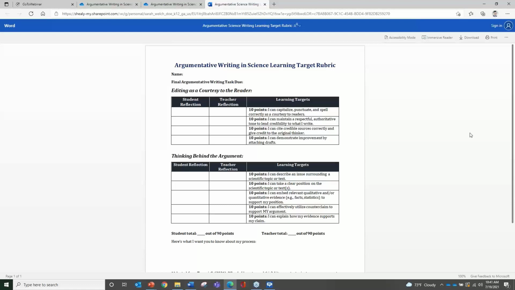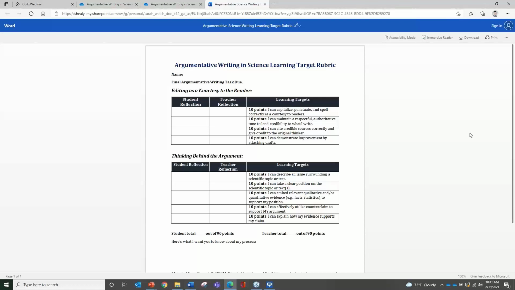Thinking behind the argument, and this is where I just tried to line up those pieces with what we've just talked about. So their learning target for a day might be, I can describe an issue surrounding a scientific topic or text. That could be the day they are researching or performing an experiment and they're able to explain the scenario. I can take a clear position. I can embed relevant qualitative and/or quantitative evidence to support my position. I can effectively utilize counterclaim to support my argument, and I can explain how my evidence supports my claim.